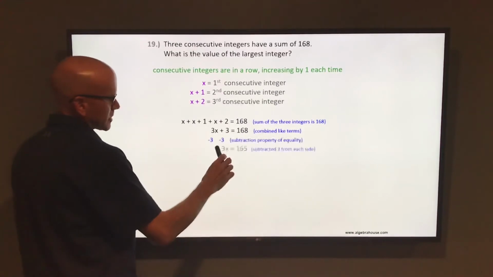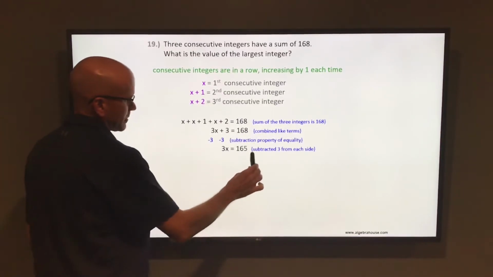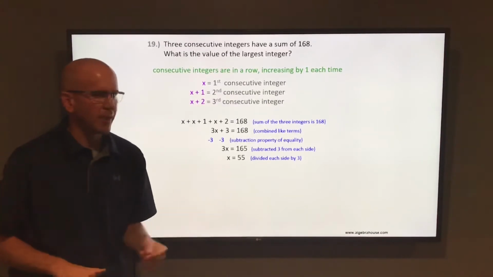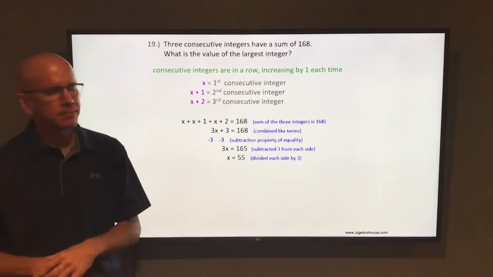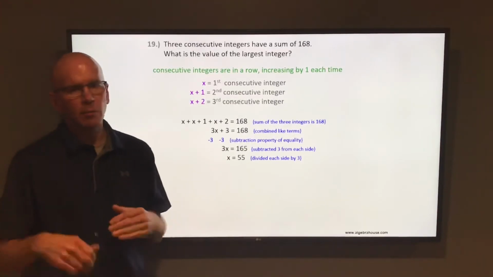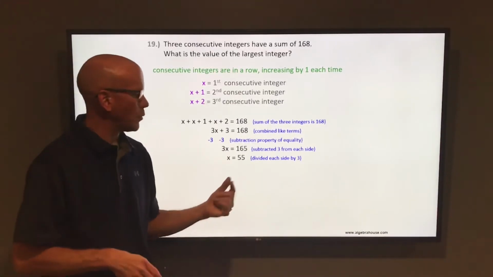Subtract 3 from each side. If you do that, you get 3x equals 165. And then divide each side by 3, you get x equals 55. That's not the answer. I can guarantee you, if you're taking an ACT test, they're multiple choice answers, that's going to be one of the answers.